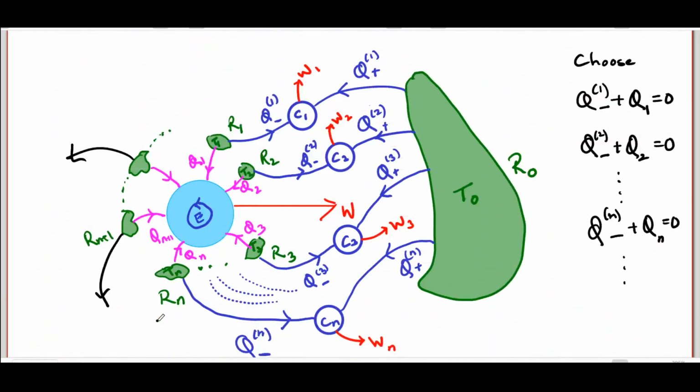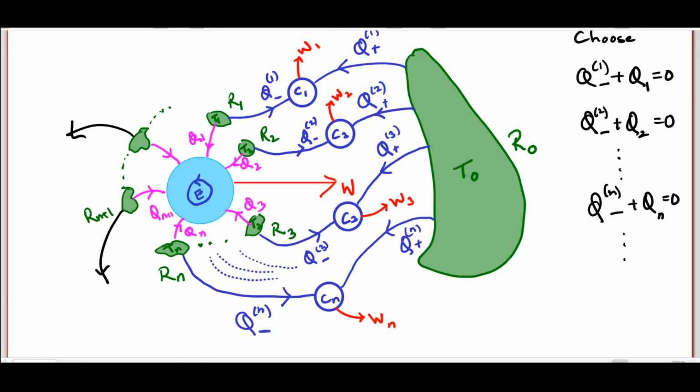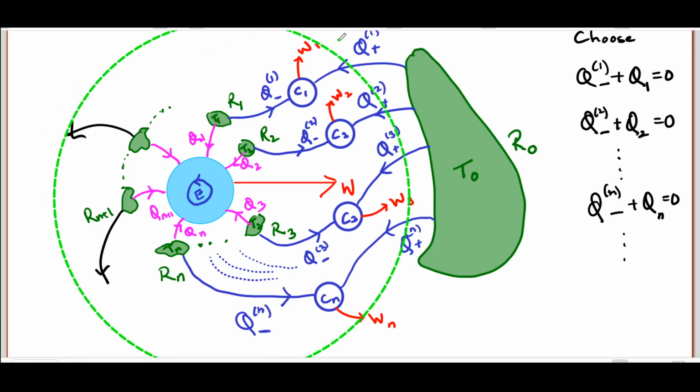Now, this super engine we can denote by a dashed line like this. Everything inside this is part of my super engine. Now, what is this super engine doing? Different parts of this engine are doing work. For example, the engine itself is doing work W, and then all these Carnot engines do their own work.